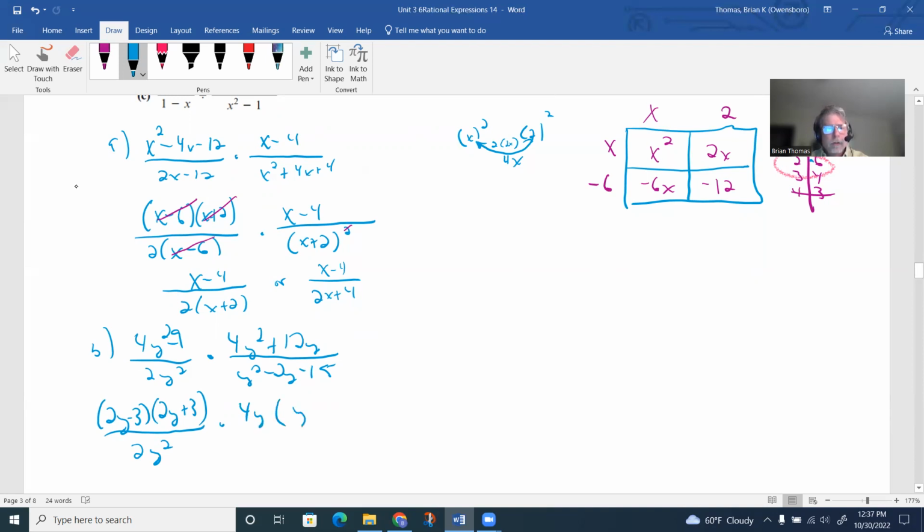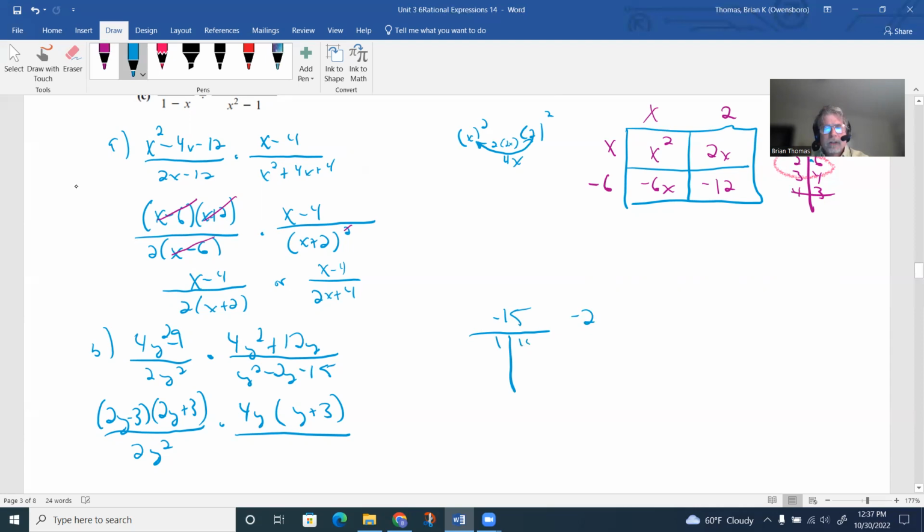So it's going to leave me a y plus 3. And on the bottom, y squared minus 2y minus 15, that's a general trinomial. So basically what we're looking at is, what are the factors of negative 15? Since the coefficient of y squared is just a 1, we just got to focus on the negative 15 that have to give me this negative 2.